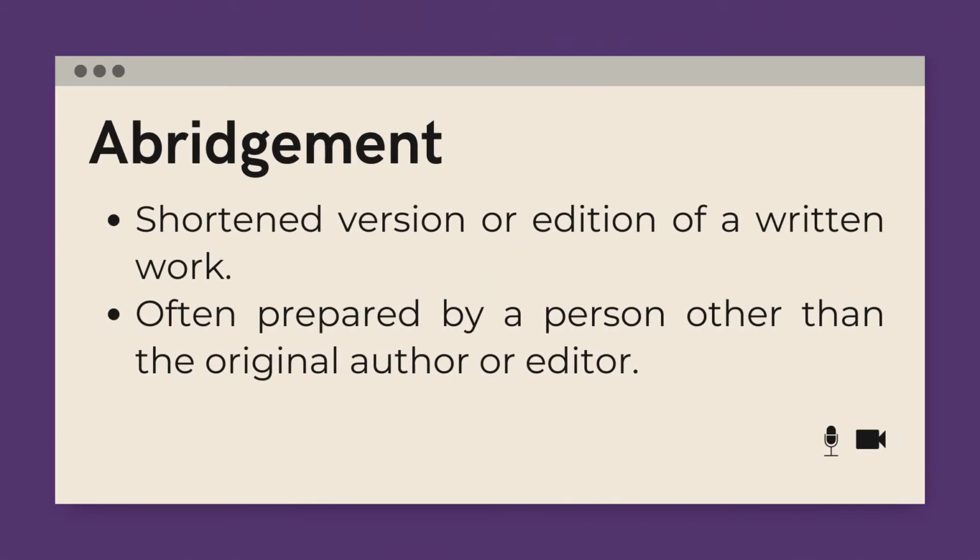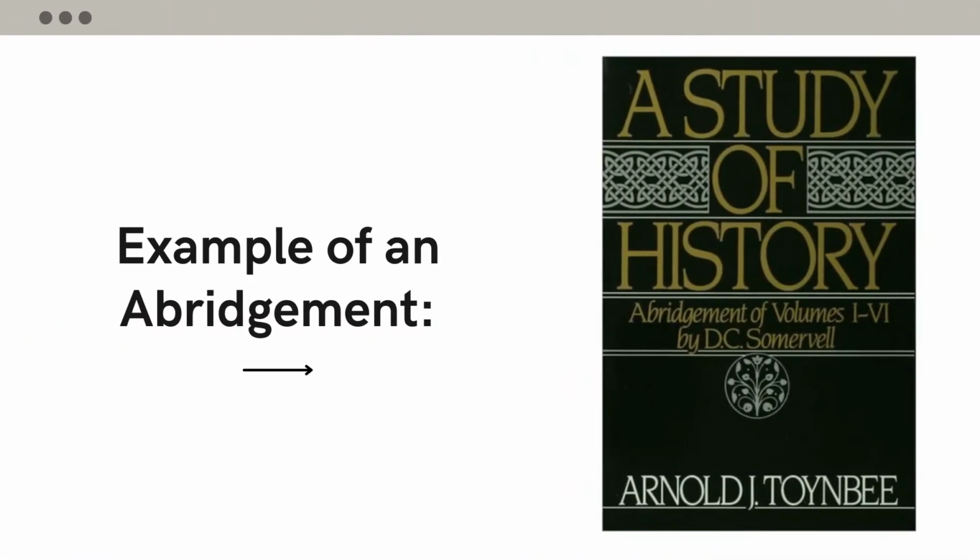For the fourth one, the abridgment is a shortened version or edition of a written work that preserves the overall meaning and manner of presentation of the original, but omits the less important passages of text and usually any illustrations, notes, and appendix. The abridgment is often prepared by a person other than the original author or editor. Here is an example of an abridgment.